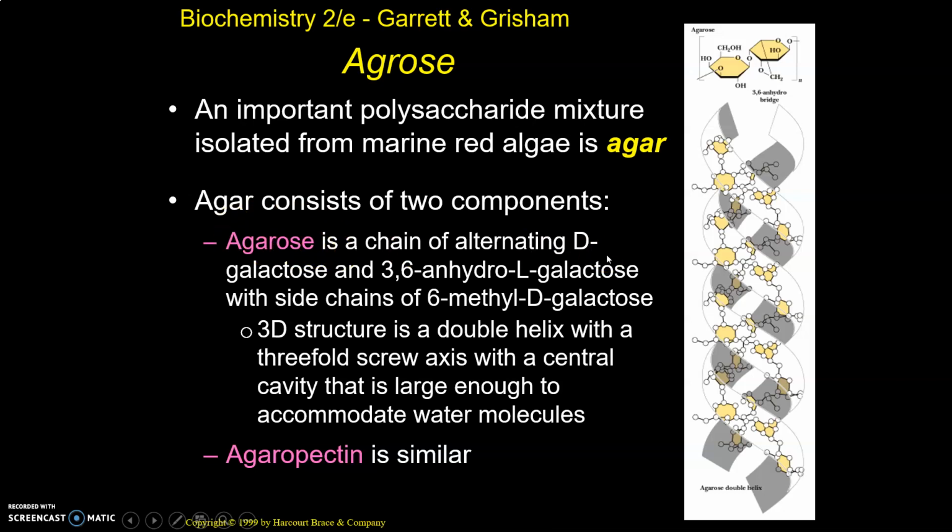And what agarose is, it's a chain of alternating galactose and this sort of anhydrogalactose that has some side chains of a methyl galactose. So these are basically just forms of galactose that have been modified, right? But you see that this does form a double helix corkscrew type structure, okay? But this cavity through the center is actually large enough that water can fit inside of it, okay? Which is actually really cool.